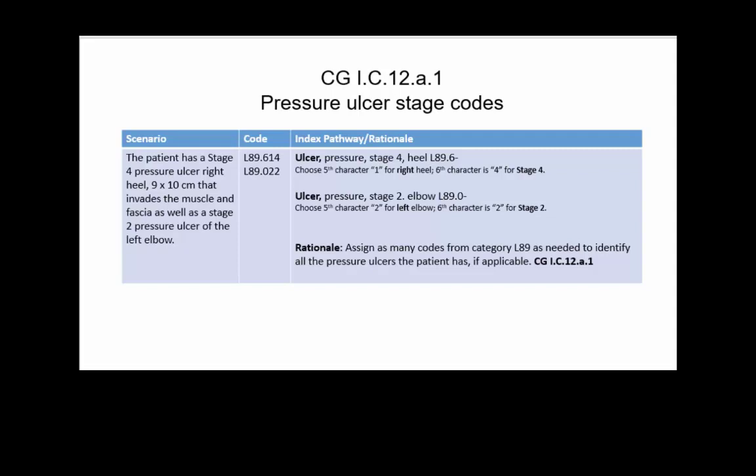So here on the right I have the index pathway for both of the pressure ulcers, the heel and the elbow. And it refers back to this guideline that you put as many codes in there as you need from this category to identify all the pressure ulcers a patient has. I also have here for the instructional note, choose the 5th character 1 for the right heel, the 5th character 2 for the left elbow. The 6th character is indicating the stage for each of those.